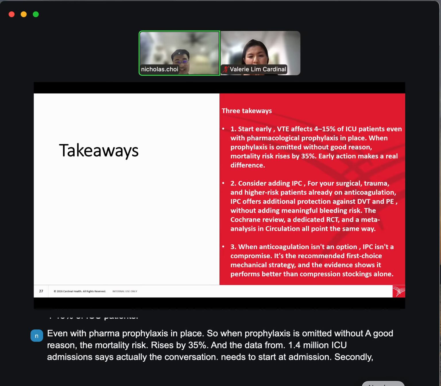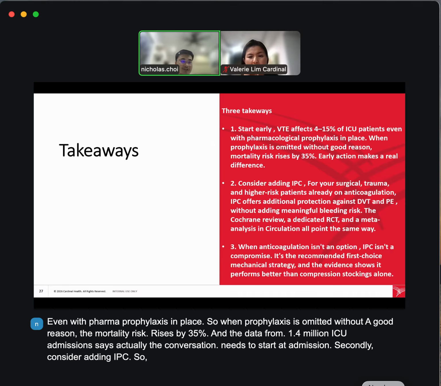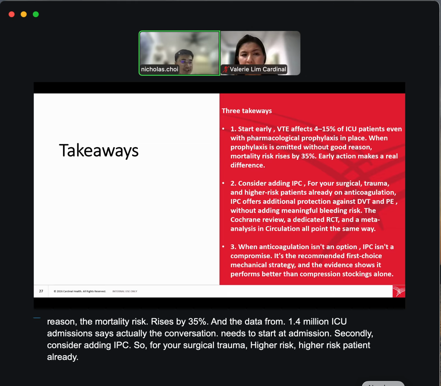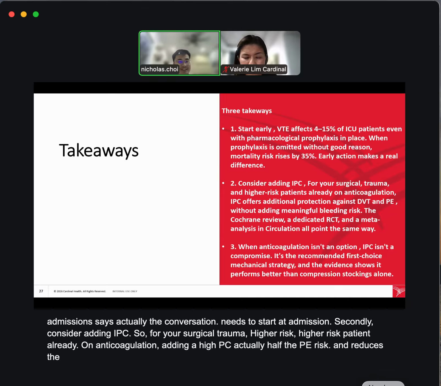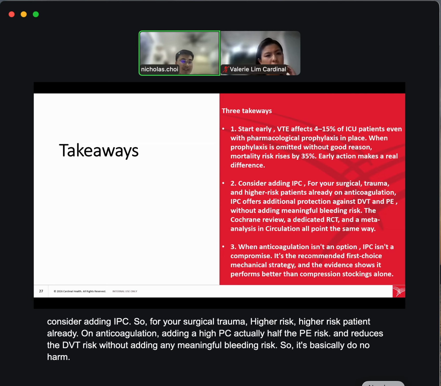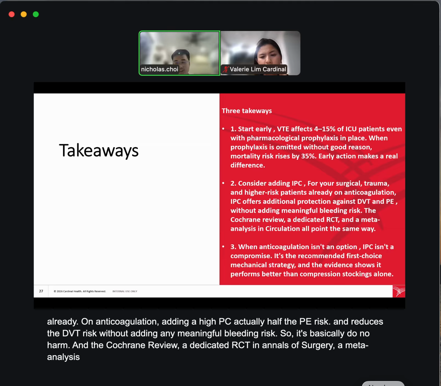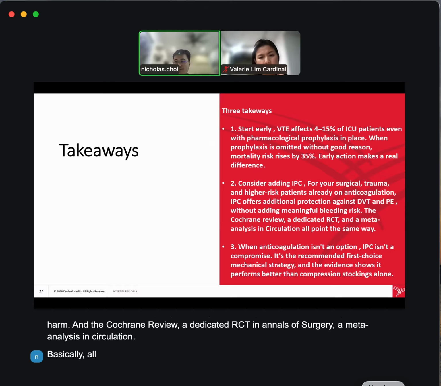Secondly, consider adding IPC. So for your surgical trauma, higher risk patient already on anticoagulation, adding IPC actually halves the PE risk and reduces the DVT risk without adding any meaningful bleeding risk. So it's basically do no harm. And the Cochrane review, a dedicated RCT in Annals of Surgery, a meta-analysis in Circulation, basically all point to the same thing. So those are the papers that I presented earlier to everyone.